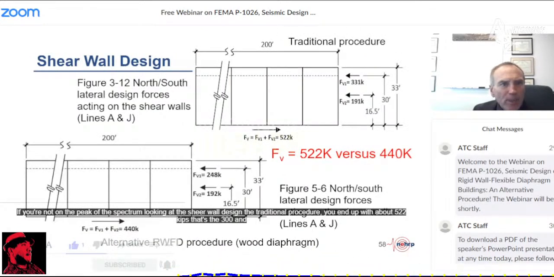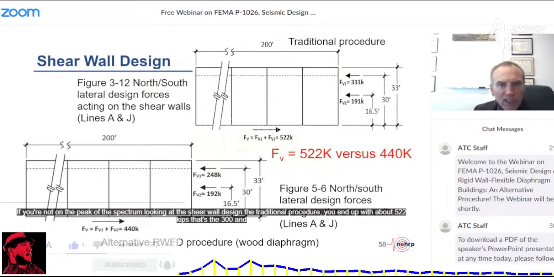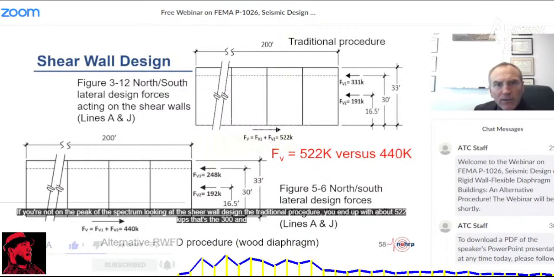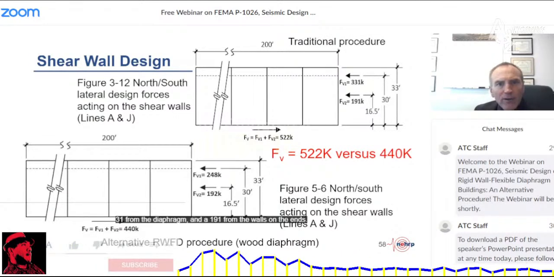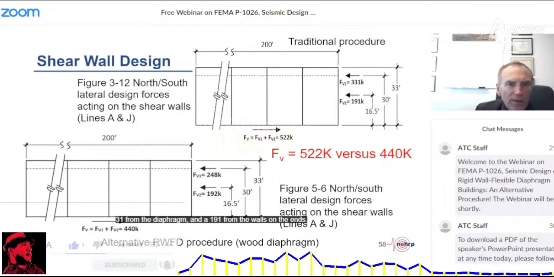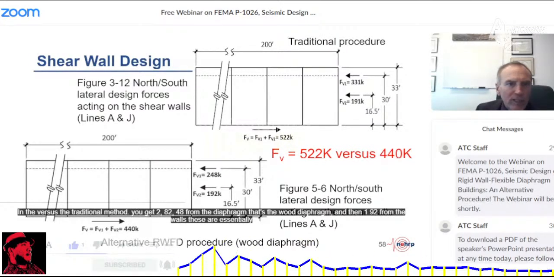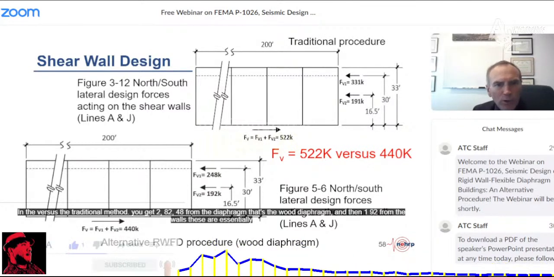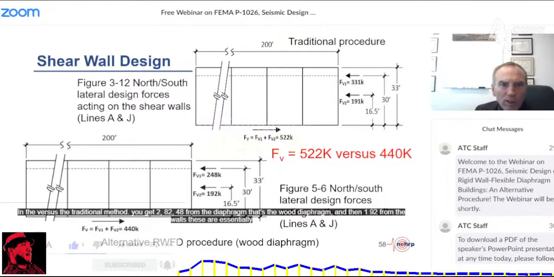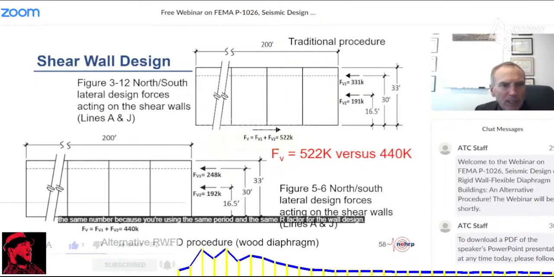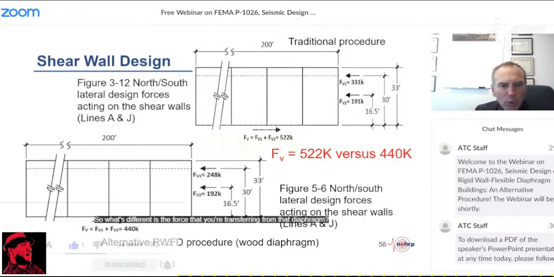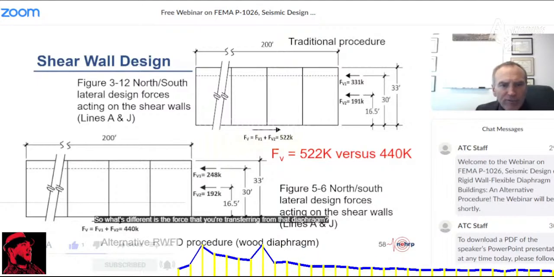Looking at the shear wall design, with the traditional procedure you end up with about 522 kips. That's the 331 from the diaphragm and 191 from the walls on the ends. Versus the alternative method, you get 248 from the diaphragm, that's the wood diaphragm, and then 192 from the walls. These are essentially the same number because you're using the same period and the same R factor for the wall design. What's different is the force that you're transferring from that diaphragm.